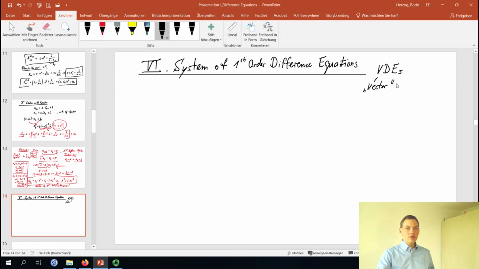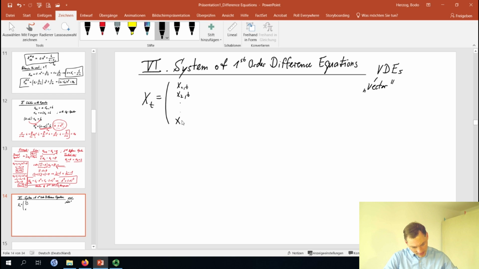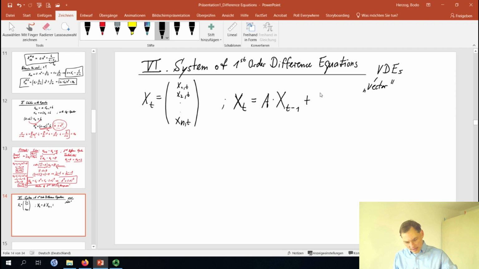Because when we have a system of difference equations, of course, my x of t is now not just one x of t, it is an x1 of t, there is an x2 of t, and so on until an xn of t. So there are n first order difference equations. And of course, I can then rewrite these as x of t, and let's use the capital X because it's a vector, equals a matrix A times X of t minus 1 plus my vector B.